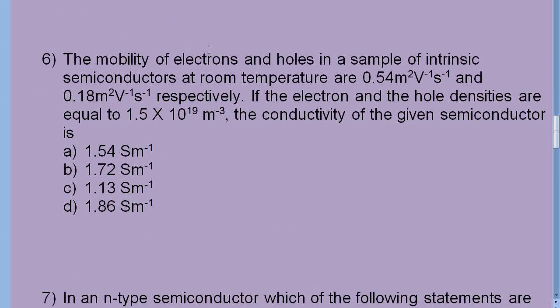Next, the mobilities of electrons and holes in a sample of intrinsic semiconductor at room temperature are 0.54 meter square volt inverse second inverse and 0.18 respectively. If the electron and hole densities are equal to 1.5 times 10 to the 19 per meter cube, find the conductivity of the semiconductor. In this case we are given the mobilities and the electron and hole densities, and we need to find the conductivity.